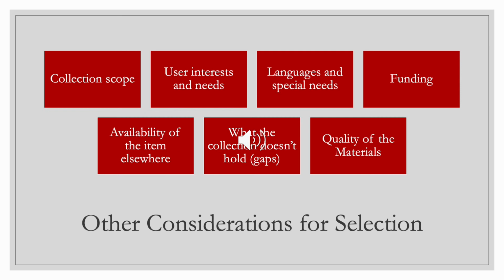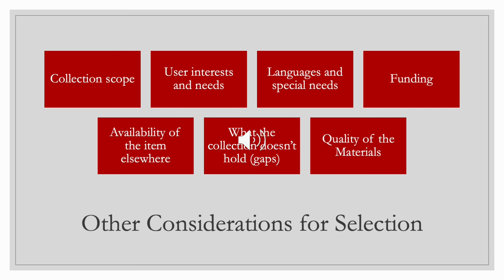Funding is always and will always be a factor in what the library can select and what might be given priority. Knowing the materials costs is essential, and those costs go beyond just the purchase of an item, but also processing the materials, preservation, and continued access to online materials.